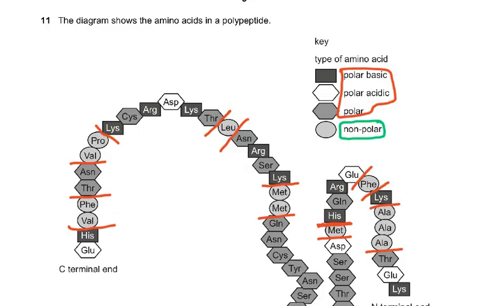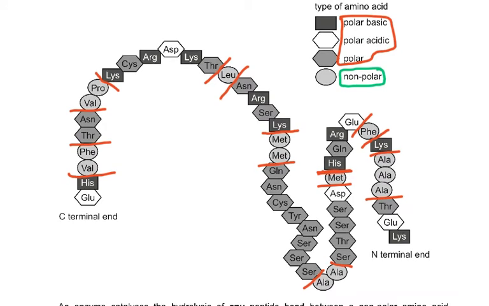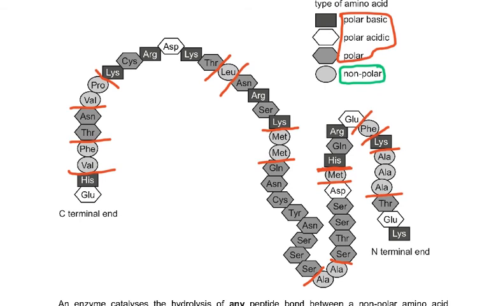Question 11 is a very difficult question in the sense that you have to spend a lot of time on it. It requires a lot of marking on the paper. You just can't do this theoretically in your mind. The diagram shows the amino acids in a polypeptide, and they've given you different shapes: the dark black is polar basic, the white hexagon is polar acidic, the gray hexagon is polar, and the oval is non-polar.